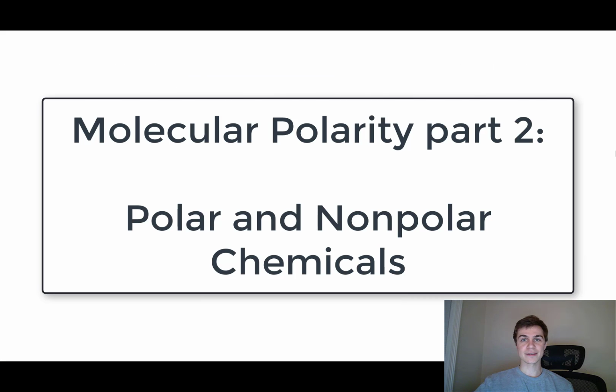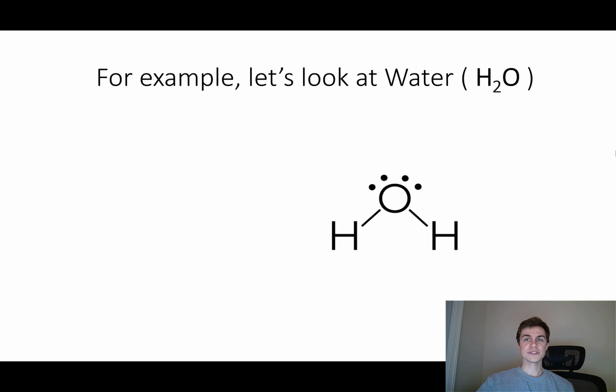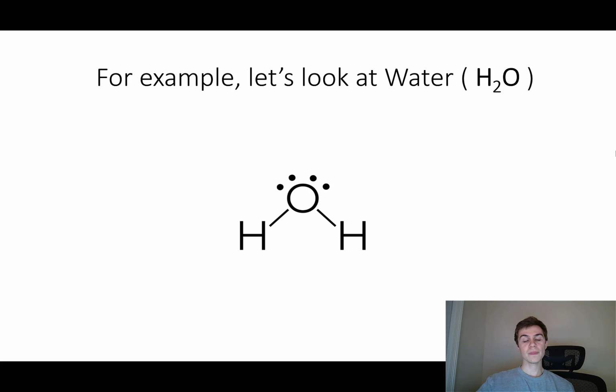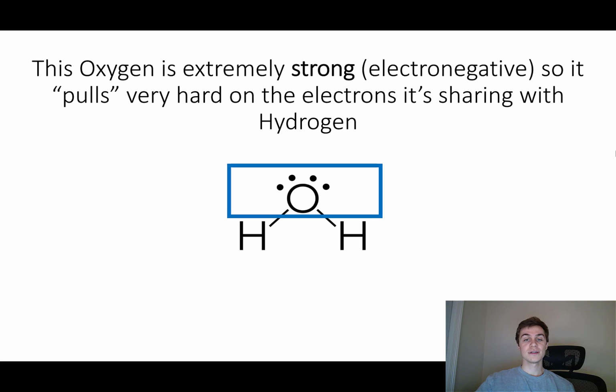Now let's get to the point. Different molecules will have different electron distributions. This is what I mean. Let's look at water. Specifically, let's look at the top half of water, the oxygen. This oxygen is an extremely strong, meaning electronegative, atom. So it's going to pull very hard on the electrons it's sharing with the hydrogen in these bonds right here.